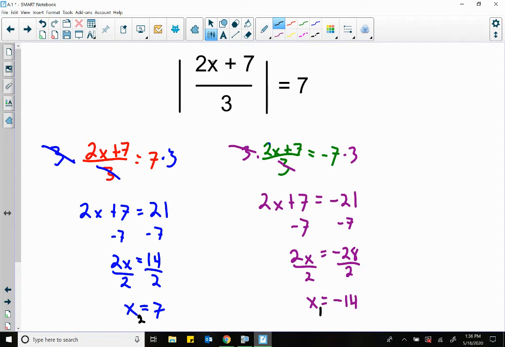So I can take 7. 2 times 7 is 14. 14 plus 7 is 21. 21 divided by 3 is 7. And the absolute value of 7 is 7. That makes sense. Plug in negative 14. 2 times negative 14 is negative 28. Plus 7 is negative 21. Divided by 3 is negative 7. The absolute value of negative 7 is a positive 7. See, it all checks out. So you can always plug in and check your answers to make sure that this is valid.